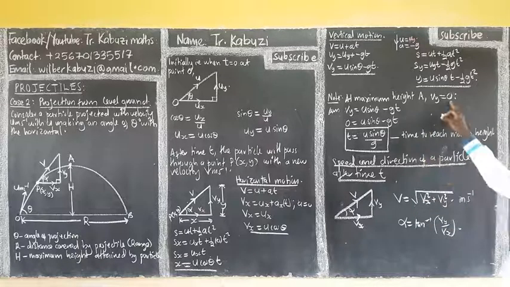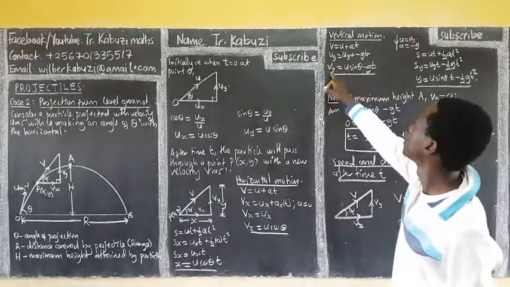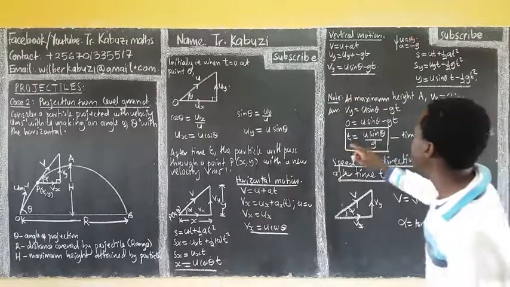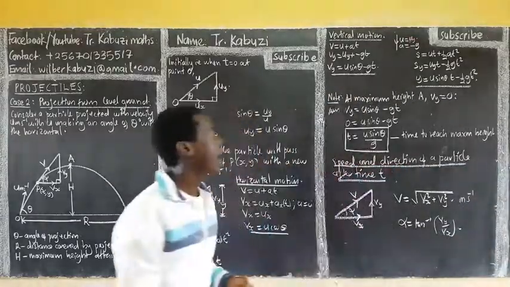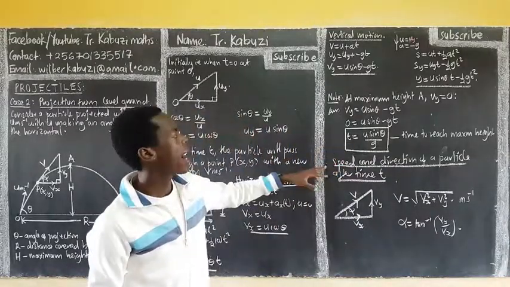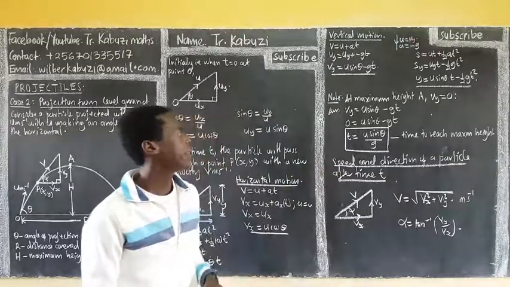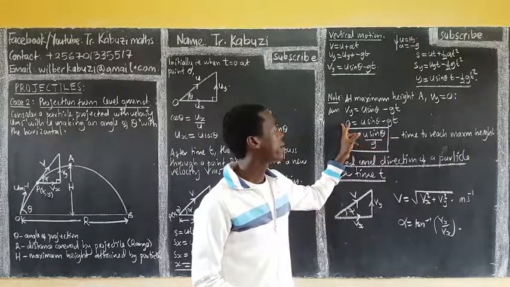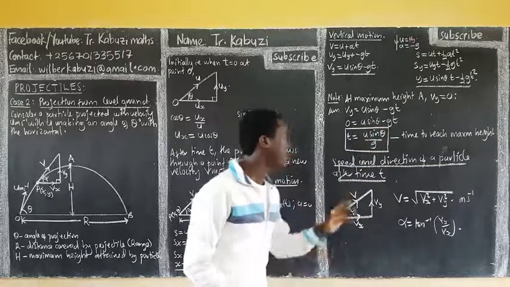And then if vy is 0, we put it here, because we want to know how we get the time at the maximum height. What time does it take that particle to reach the maximum height? This is the formula for reaching the maximum height. Taking this sign and then dividing through by g, and that will be the time.